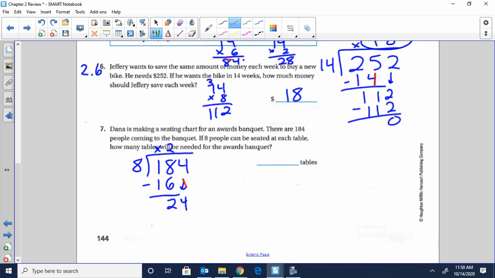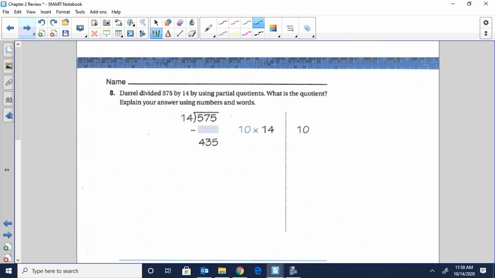8 goes into 24 3 times, because that is 24. Subtract, I have no people left over, so every table will be full, and we need 23 tables to seat all 184 people. On to the next page.